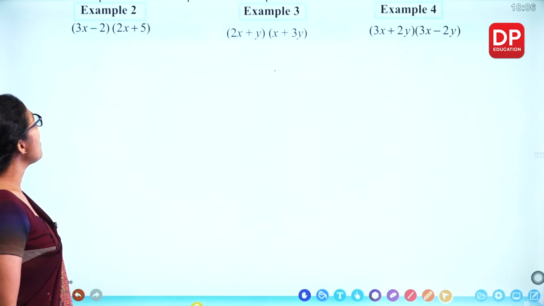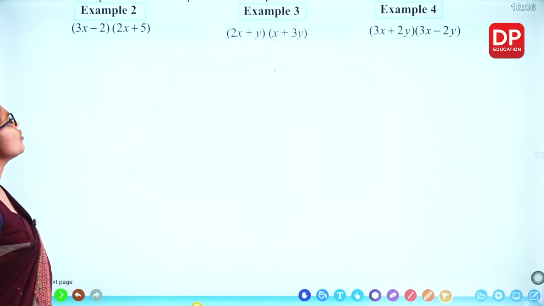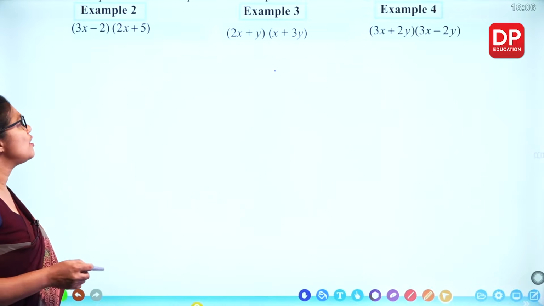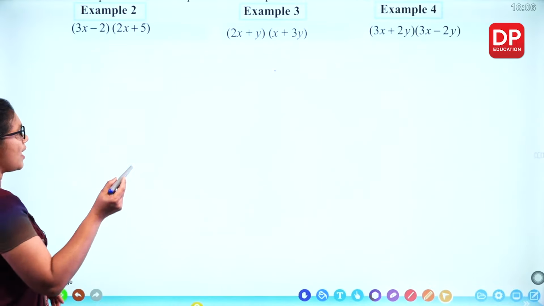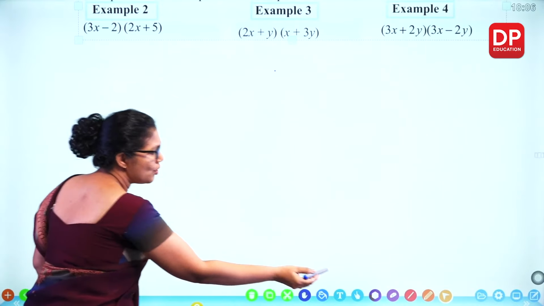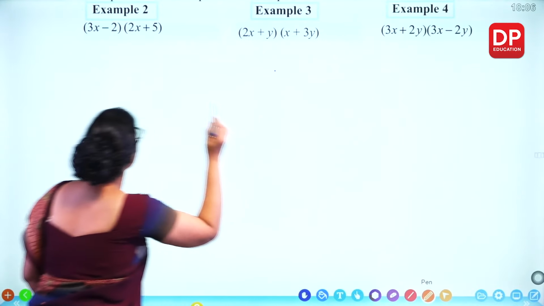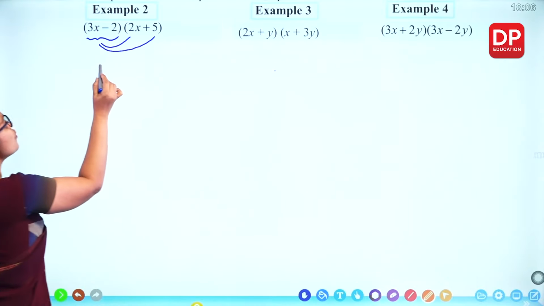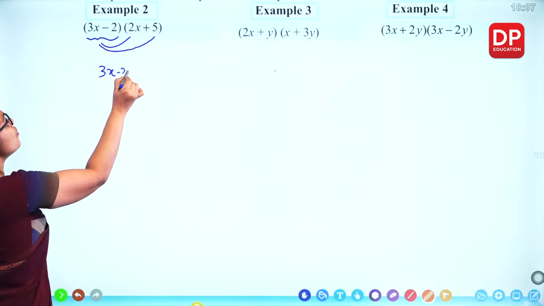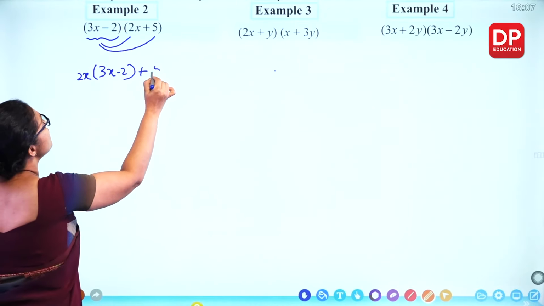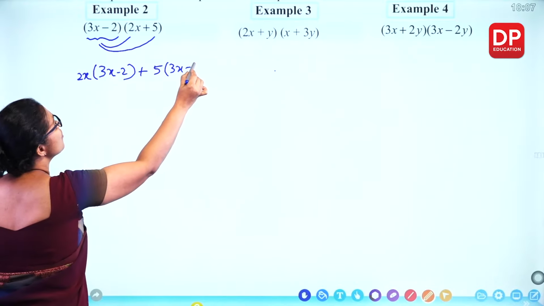Okay, so in example 2, you have been given two expressions. Without using the rectangle method, we'll use the other two methods. So I'll do it here. Take the first method. What do we do? You multiply this expression with these two. So you get 3x minus 2 times 2x plus 5 times 3x minus 2.